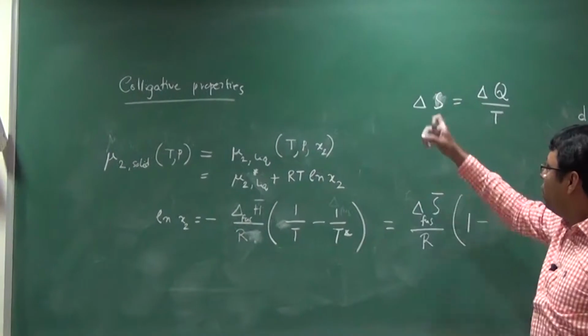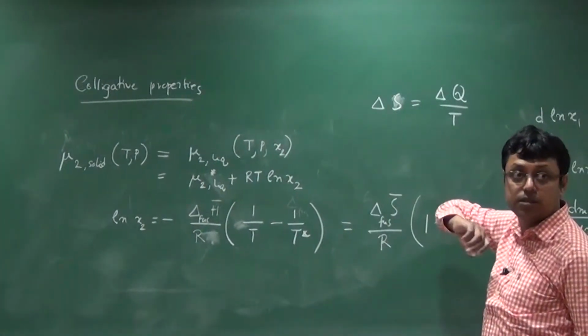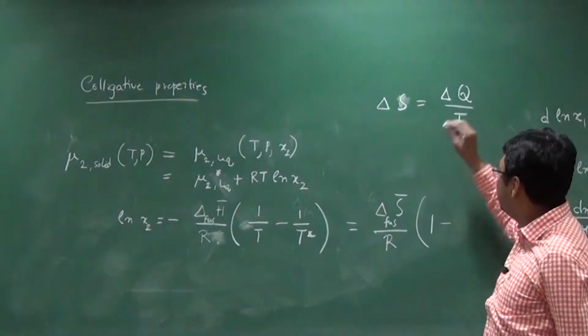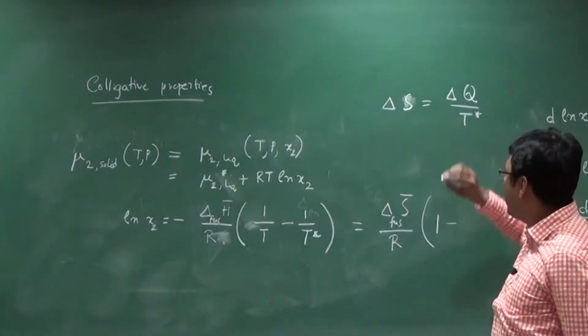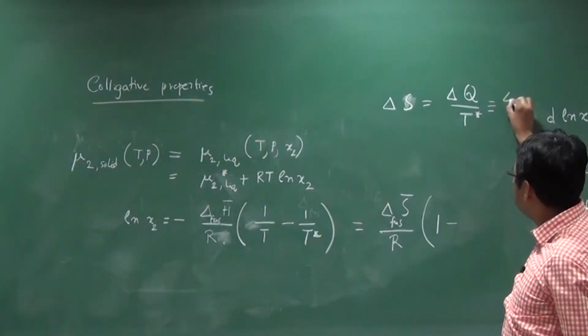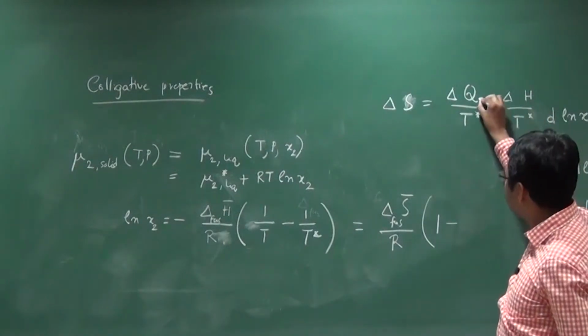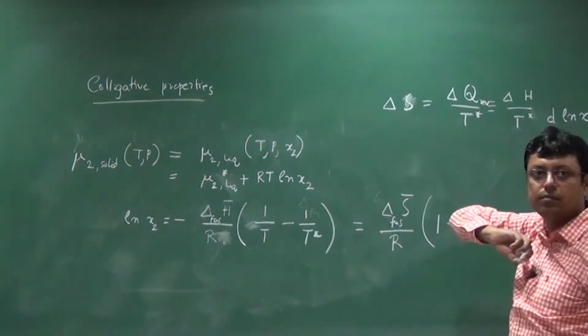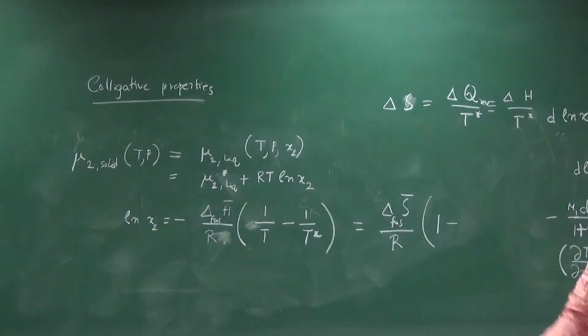Right. Now, this has to be defined at a particular temperature, because it's an entropy change. That temperature is basically the T star temperature. At constant pressure, this is identical to delta H. I should actually always write it as reversible, because Q, the heat change, can be reversible also, because entropy is defined as a reversible heat change.